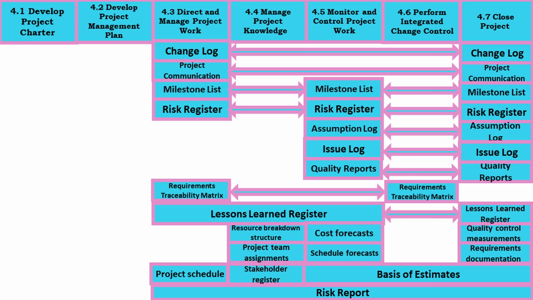Other information that should be documented in the issue log includes the name of the person assigned to the issue, priority of the issue, target resolution date, status, and final resolution. Therefore, in monitor and control project work, it is time for the project manager to assign an owner to follow up on the issue.